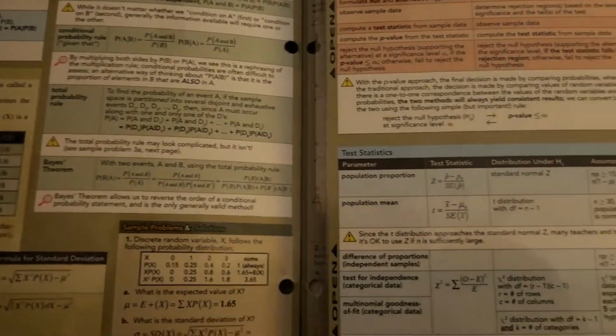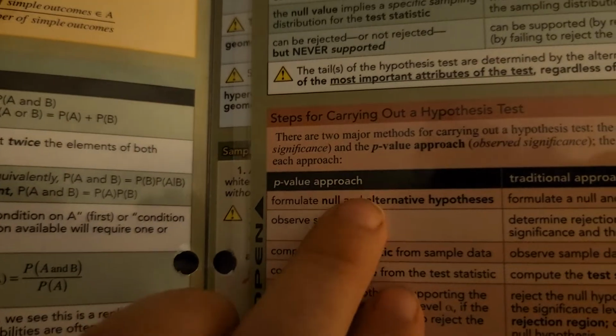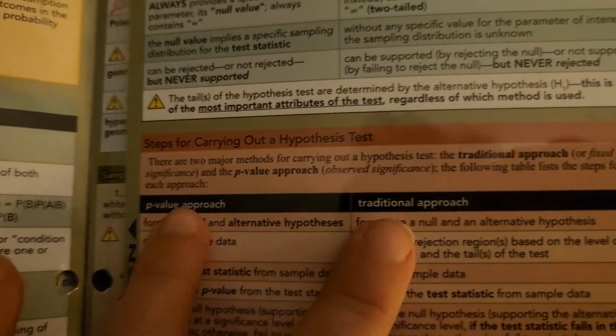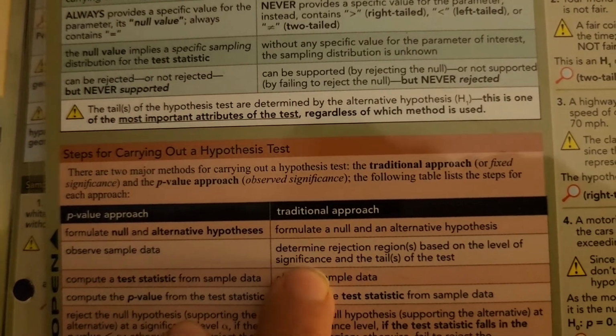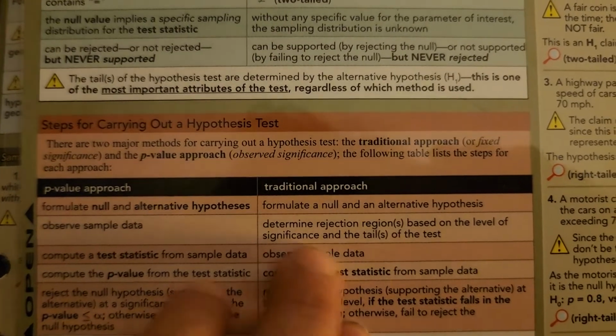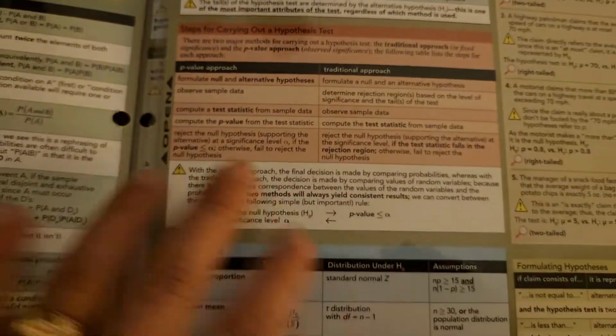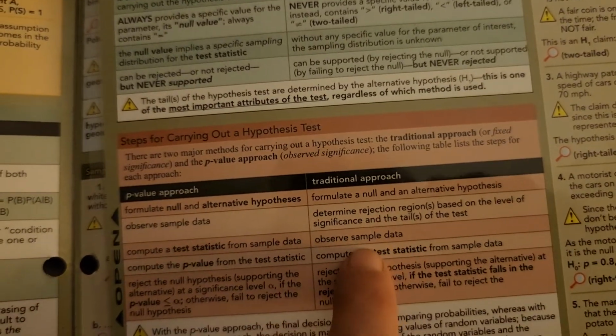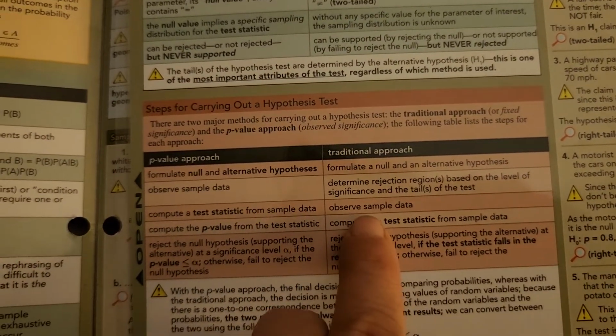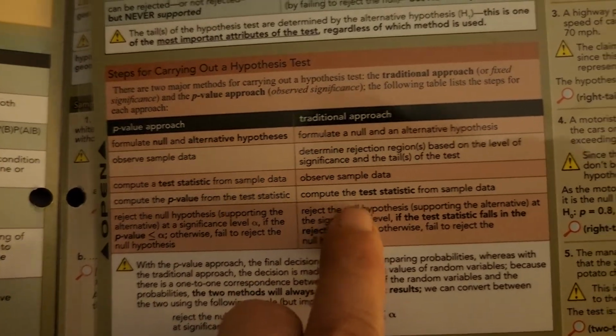Basically you're doing a test, and we're using the traditional or classic approach, so not the p-value approach. We formulate a null and alternative hypothesis, then determine rejection regions, which are the tails on the sides of your distribution picture. Then we observe the sample data and compute the test statistic.